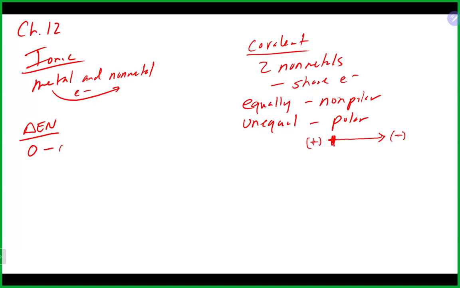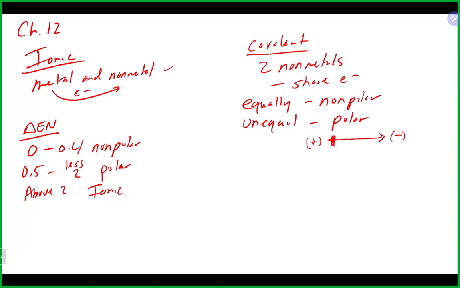Anywhere from 0 to 0.4 is considered a nonpolar bond. Above 0.4, which is, I guess, 0.5, to less than 2 is a polar bond. And not a perfect cutoff, but typically above 2 is ionic. As we talked about a number of times last time, you really don't need the electronegativity values to determine if it's ionic. As long as it's a metal and a non-metal, it will be an ionic bond, so you don't even have to worry about that.